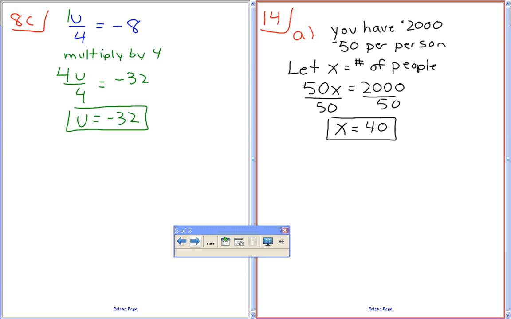Not sure. Somebody help here. Just think, what does x mean in English? What does x mean in English? Josh? Number of people, okay? So we just say, therefore, 40 people will fit in Royal James Hall.